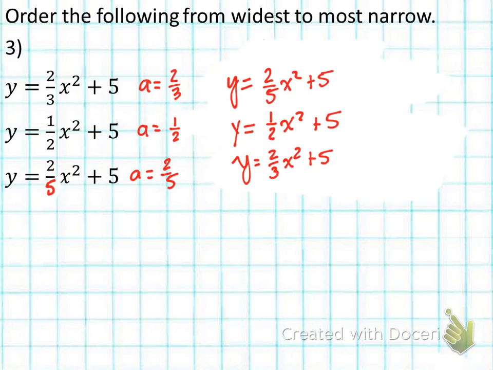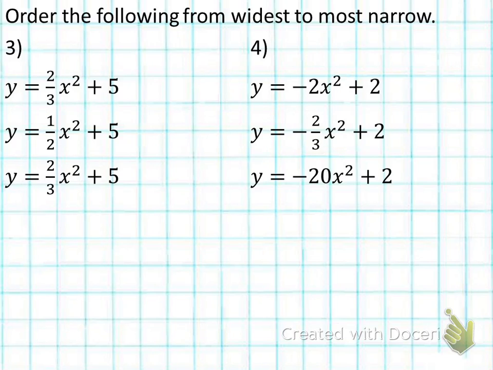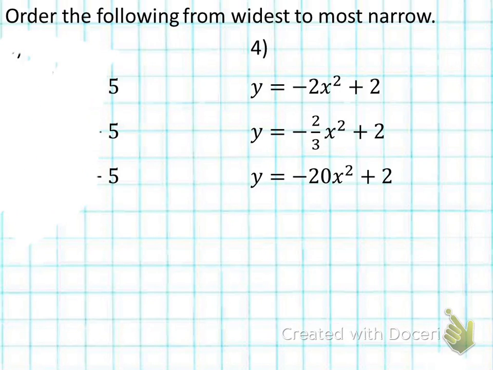Let's do one more. Number 4 here. Turn to your neighbor and tell them what the order should be from most wide to most narrow. Even though 20 looks like the biggest, it's the most narrow. Okay, so you got to think backwards. If it's big, it's not the widest. It's narrow. Okay, so the first one we write is the widest, so it's going to be y is equal to negative 2/3 x squared plus 2.